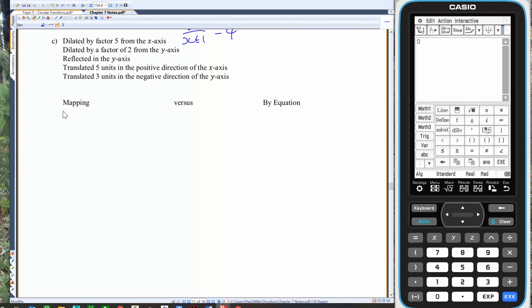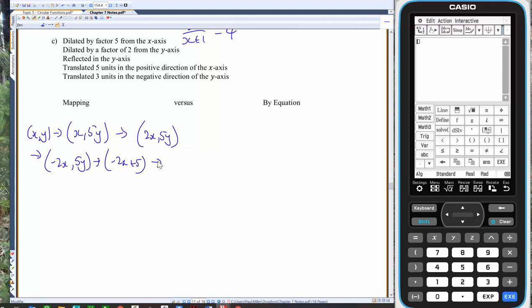All right, so here is the mapping version. We start with x comma y, dilated by a factor of 5 from the x-axis changes the y value. X stays the same. Then dilated by a factor of 2 from the y-axis changes the x, reflected in the y-axis changes the x, translated 3 units in the positive direction of the x-axis, we're going to get negative 2x plus 5. Whoopsie.